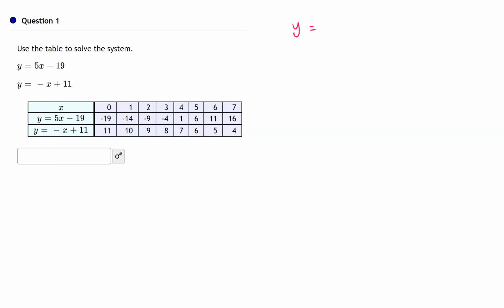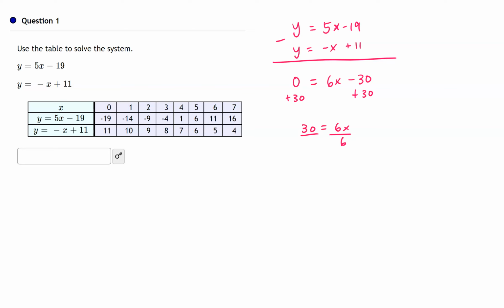So we have y equals 5x minus 19 and y equals negative x plus 11. Now, the y and the y are lined up so that if we were to subtract the equations, they would cancel out. So let's go ahead and do that. If I subtract, I get 0 equals 5x minus negative x becomes 6x, and then negative 19 minus 11 equals negative 30. Now, I just want to solve for x from here, so I would add 30 to both sides, and I get 30 equals 6x, and then I divide both sides by 6 to get x equals 5.